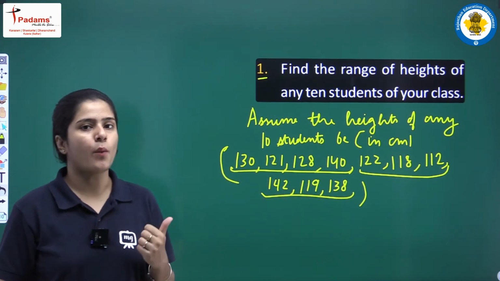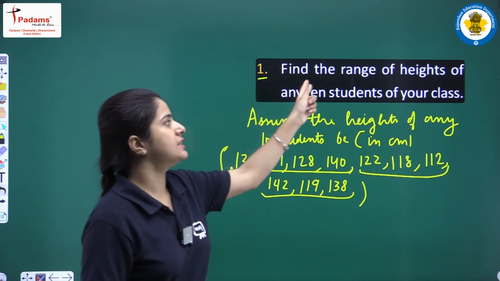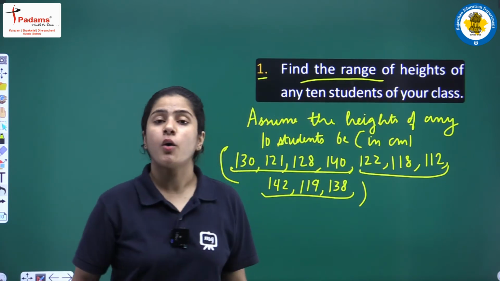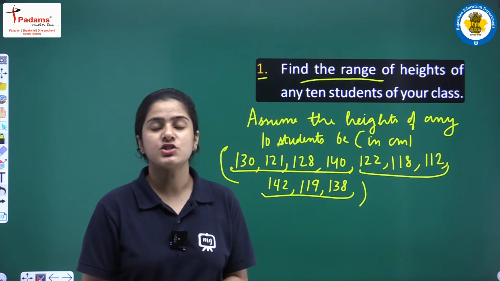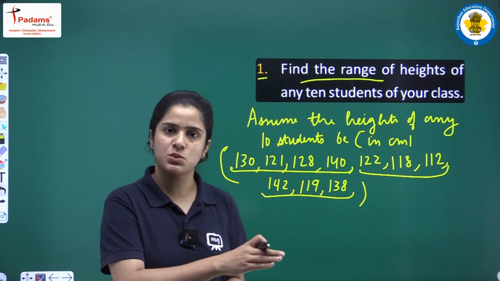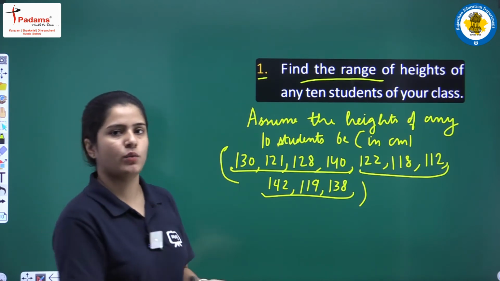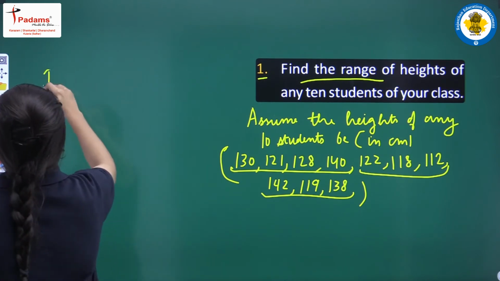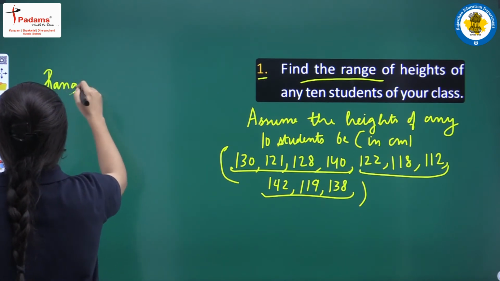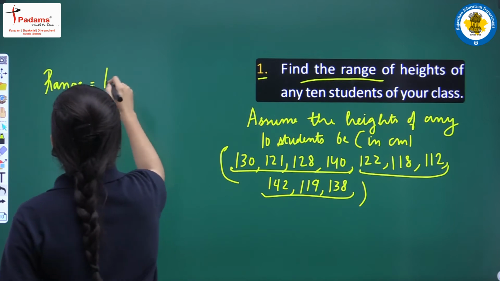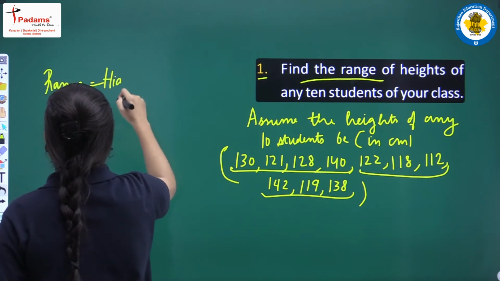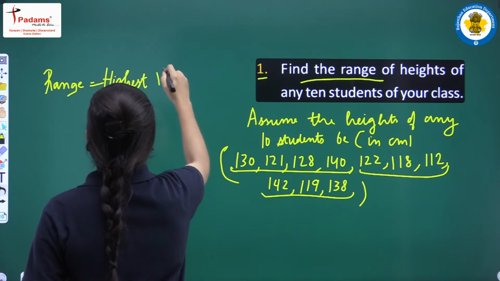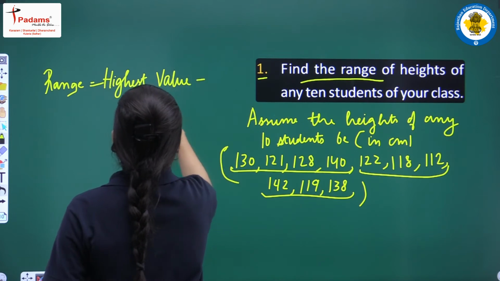Now what I need to do, we have to find the range of the heights. What is the range? Range is the difference of the highest value minus the lowest value. Students, range is equal to highest value minus the lowest value.